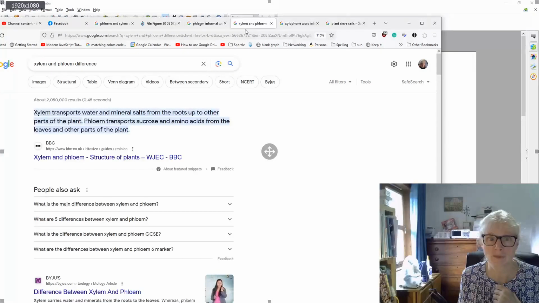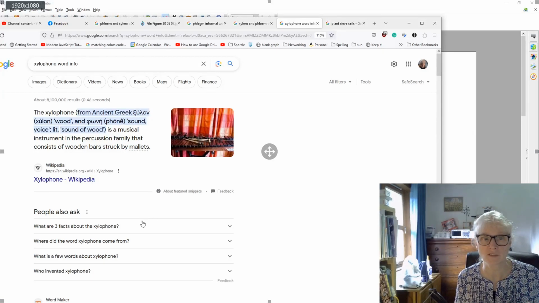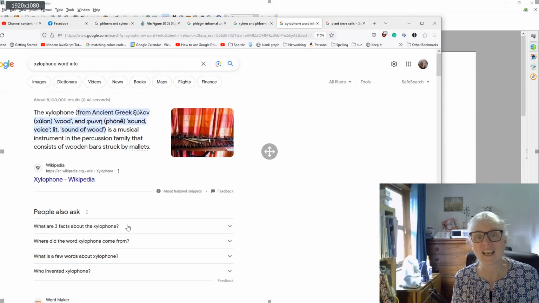And the xylem sounds a bit like xylophone, and the xyl bit means wood, and wood is dead cells. So if you think of the dead cells in xylophone, the dead wood in xylophone, that should help you to remember the dead cells in the xylem. And the fact that phlegm is spelled a bit like phloem and they both end in EM should help you to remember the ending.